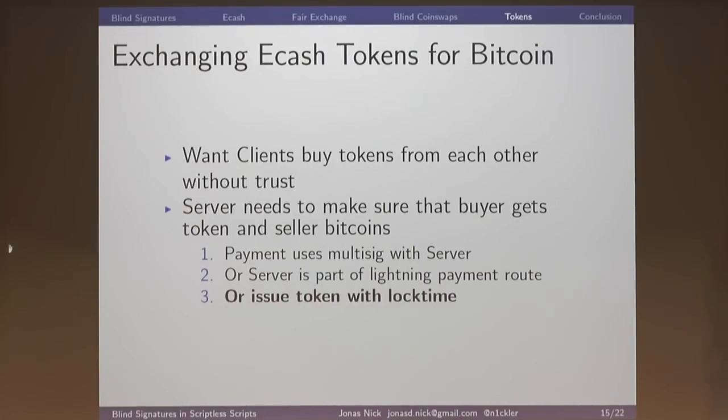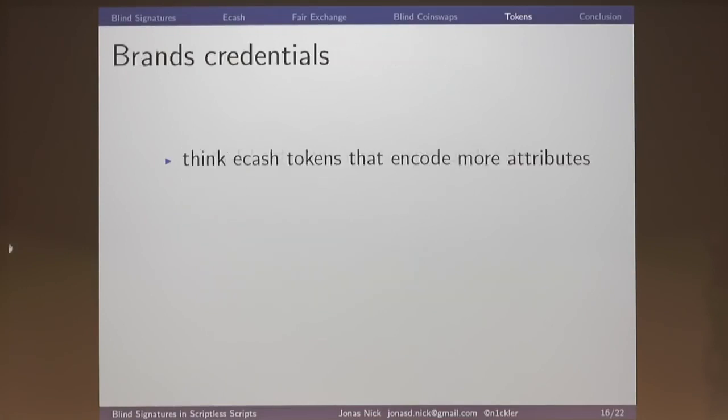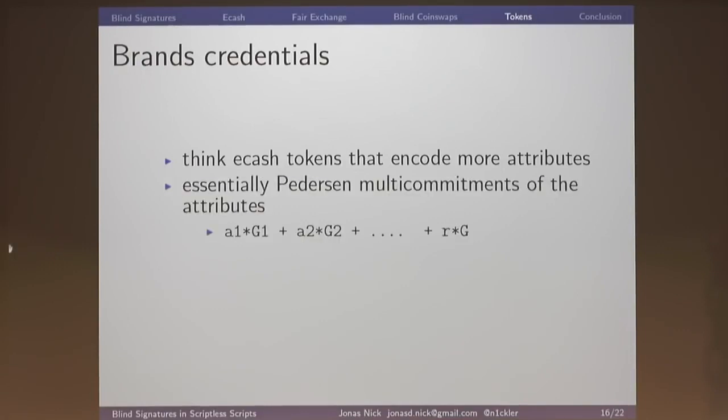And for that we need to introduce a new eCash system, which is based on so-called branch credentials, and these are like the eCash tokens we've seen before, but they can encode more attributes. So essentially they are like Pedersen multi-commitments of the attributes. So now you have multiple generators, not just G, you also have G1, G2, etc. And you have the attributes A1, A2, and you have some blinding R, and you just add these up. Actually, branch credentials look a little bit different, but you can imagine they look like this.